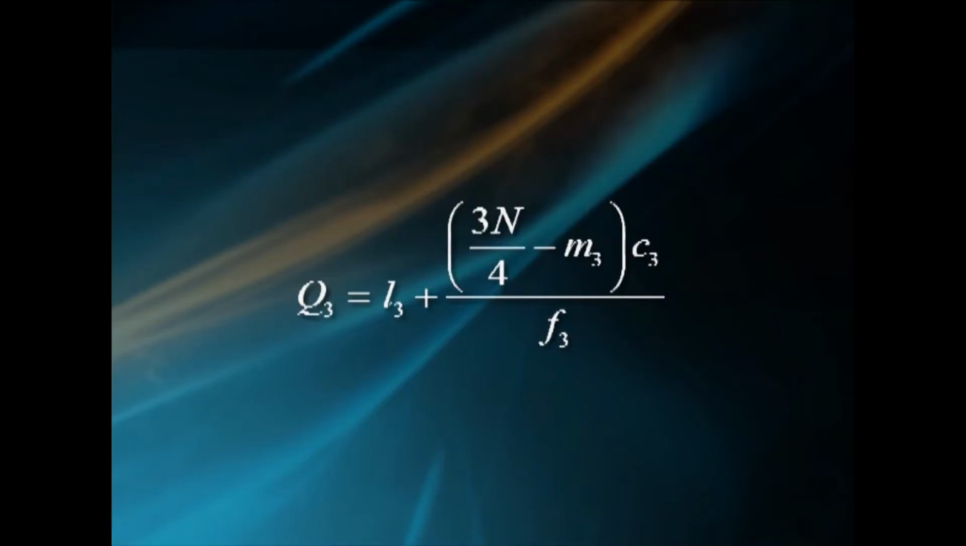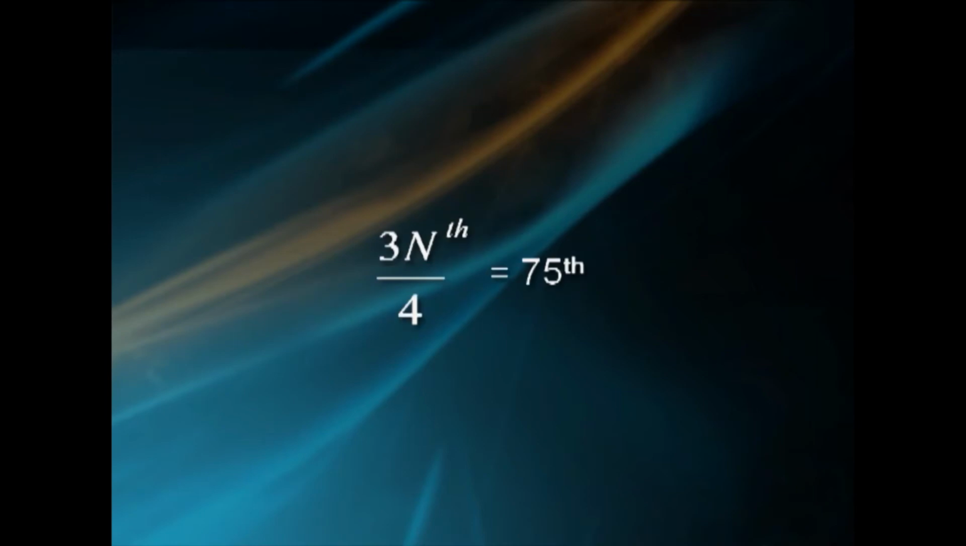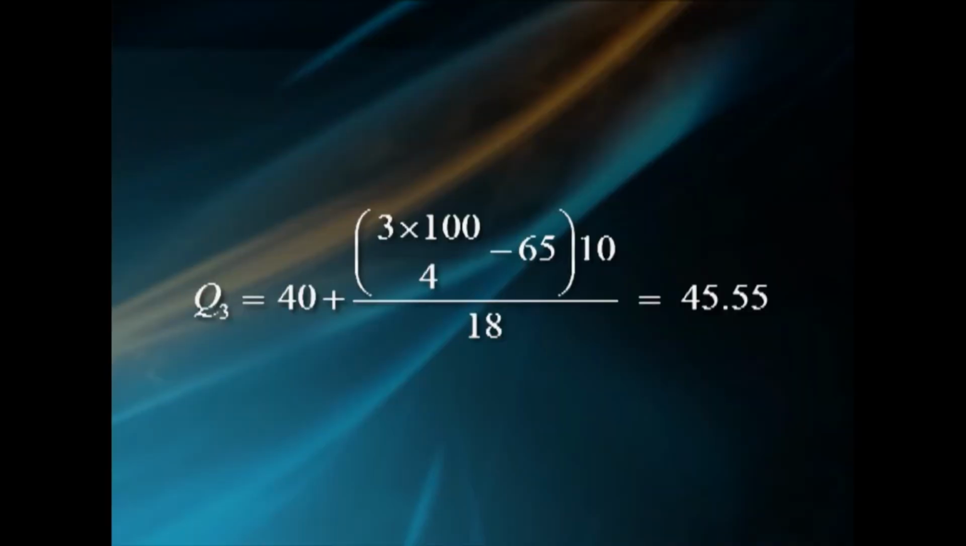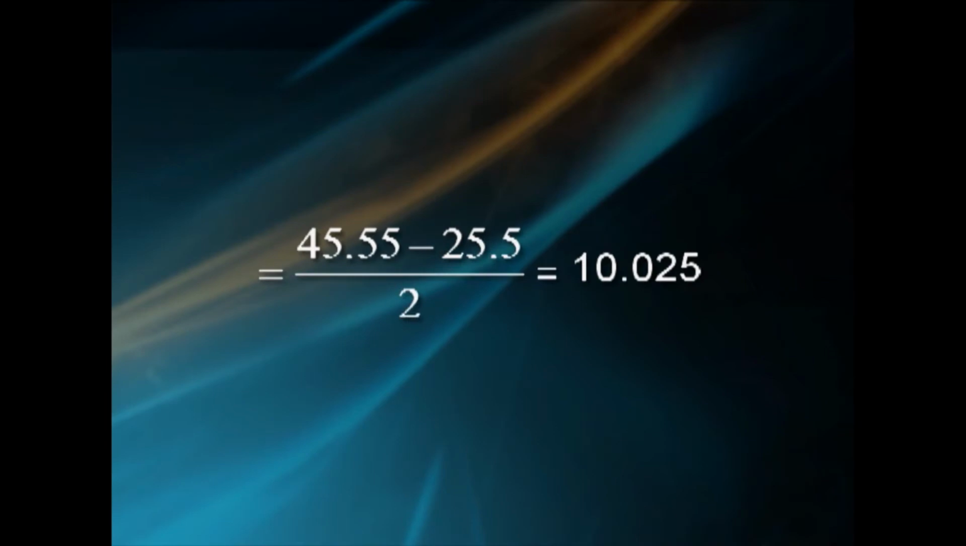Third quartile Q3 equal to L3 plus (3n by 4 minus M3) into C3 by F3. The 3n by 4th, that is the 75th observation, comes in the class 40 to 50. Then Q3 equal to 40 plus (3 into 100 by 4 minus 65) into 10 divided by 18, that is equal to 45.55. Hence, quartile deviation equal to (Q3 minus Q1) by 2, that is (45.55 minus 25.5) divided by 2, that is 10.025.